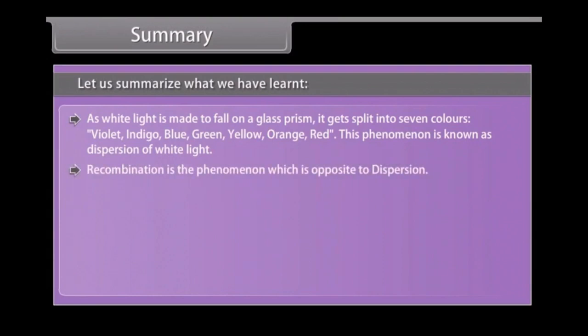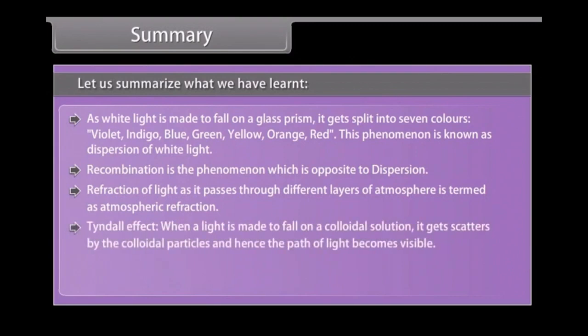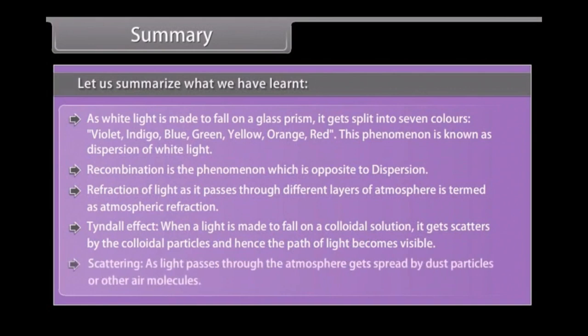Recombination is the phenomenon which is opposite to dispersion. Refraction of light as it passes through different layers of the atmosphere is termed as atmospheric refraction. Tyndall effect. When a light is made to fall on a colloidal solution, it gets scattered by the colloidal particles and hence the path of light becomes visible. Scattering. As light passes through the atmosphere, it gets spread by dust particles or other air molecules.